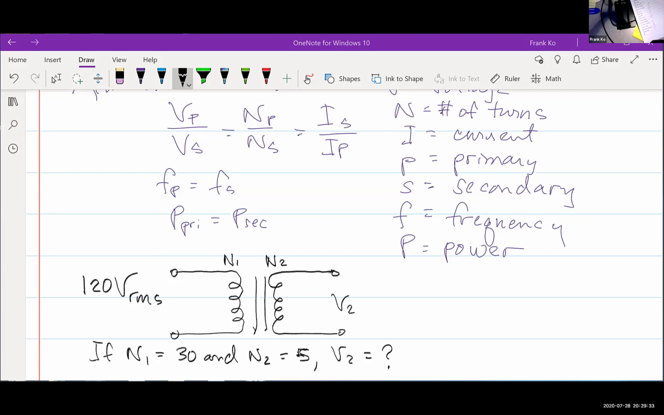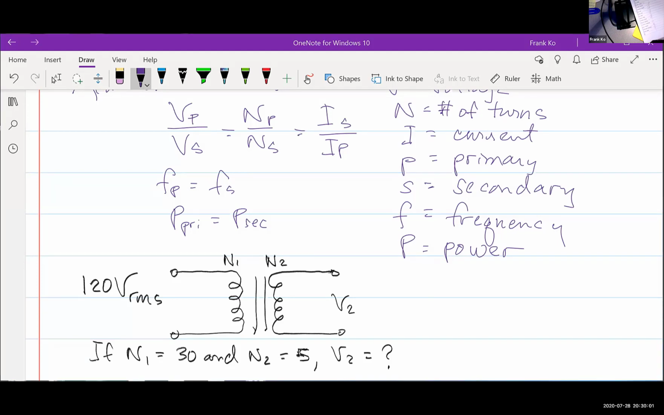It's a very easy application, but take a moment and copy this down. N1 is given as 30 turns, because N means number of turns, so I've got 30 turns, and N2 is 5. And I'm looking for V2. Now, the way you solve this is really quite simple. Let me show this to you. You will use the part of the formula that has the information you're given. Take a look at the formula here.